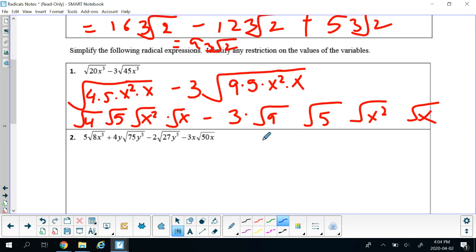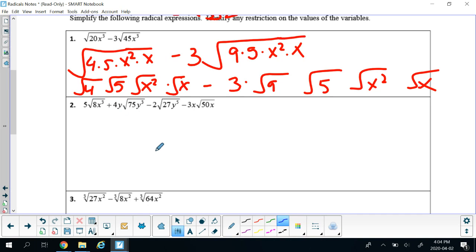Okay. Now let's simplify them. Square root of 4 is 2. I don't know the square root of 5. And square root of x squared, square and square root cancels out. We are left with just x. Okay. And then what is left? Square root of 5 and square root of x. Okay. Minus square root of 9 we know is 3, and 3 is already out here. It becomes 9. And we also know that square root of x squared is x, because square root and square cancels out. We are left with x. And we'll write square root of 5 and square root of x as it is.